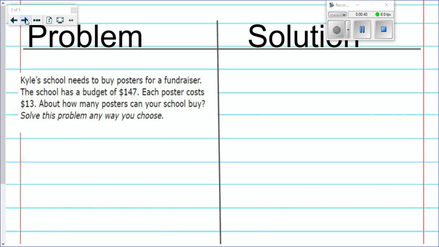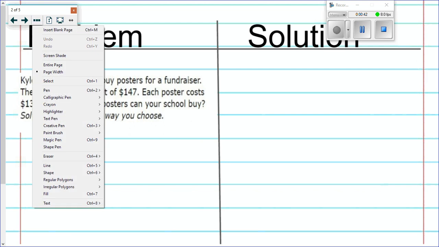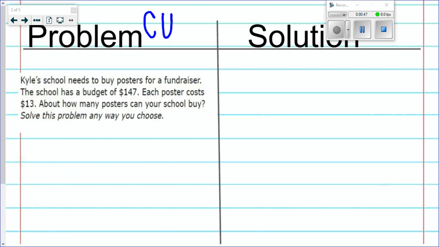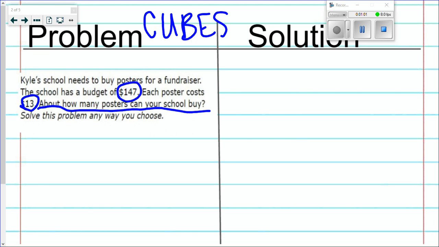Well, we need to remember to use cubes as we're looking at how we need to solve this problem. And so I need to circle important numbers. So $147 and $13 need to be circled. I need to underline the question about how many posters can your school buy. I want to box keywords. About is a keyword because that's letting us know that we need to estimate this answer. Also cost.